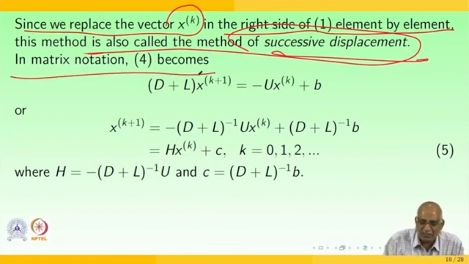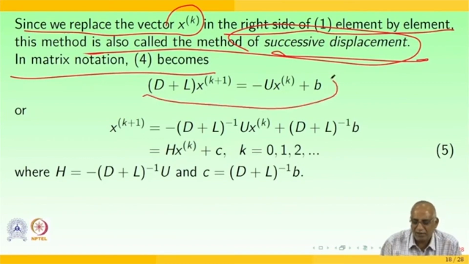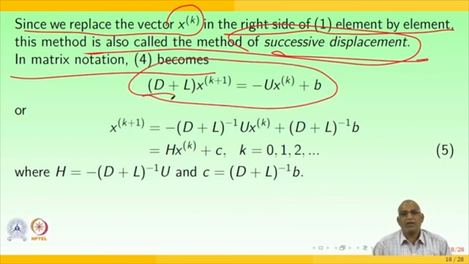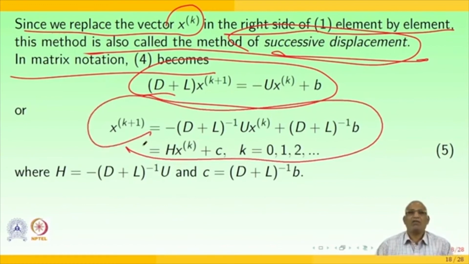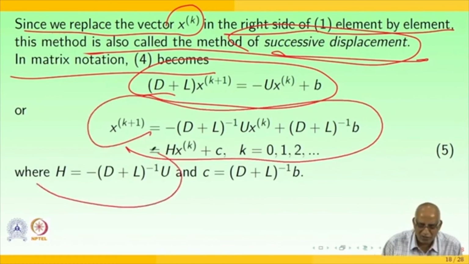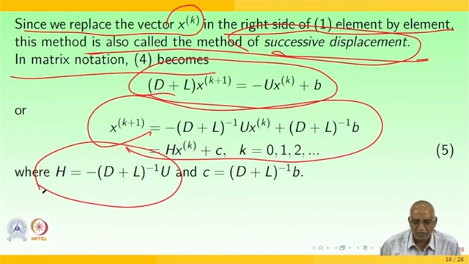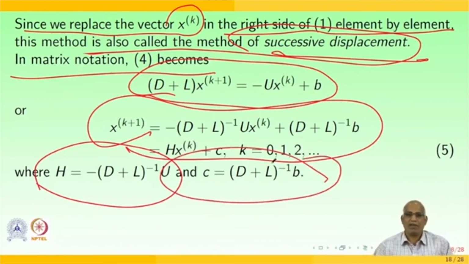So, in the matrix notation, we can write it as D plus L times x of k plus 1 will be equivalent to minus U x of k plus b, or we can write it as x of k plus 1 will be like this, where this H will be equivalent to minus of D plus L whole inverse of U, and C is equal to D plus L whole inverse of b.